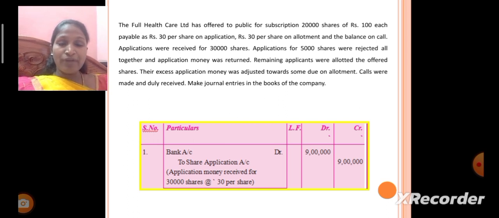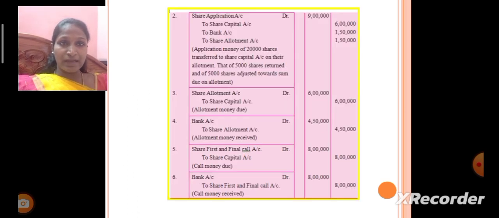On receipt of application money, bank account debit to share application, the company will receive application money for 30,000 shares. So 30,000 into 30 rupees, 9 lakh. The second entry is share application account debit to share capital, to bank, to allotment. We have followed one entry in that for rejection along with pro rata basis. Share application 9 lakh, share capital 6 lakh, to bank 1,50,000, to share allotment 1,50,000.